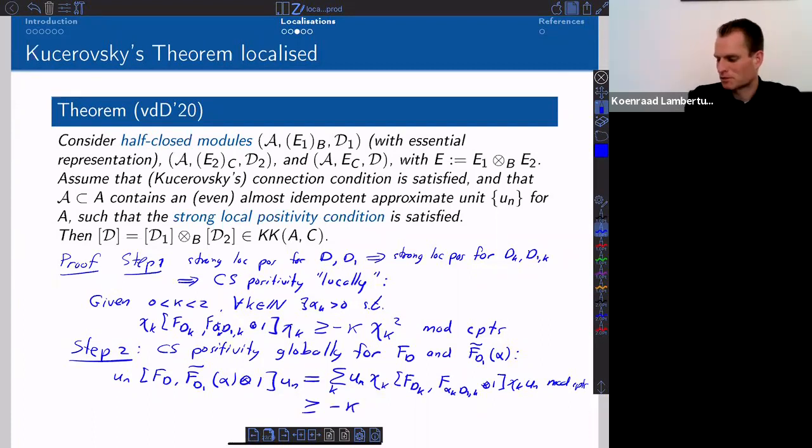And now again, because of the UN in front of this, there are only finitely many k which are non-zero on the support of UN. So this sum becomes finite. So we have this estimate for a finite number of terms. And then we sum over the k squared. But this is a partition of unity, so this sum will be 1. So we're left with only the UN squared.